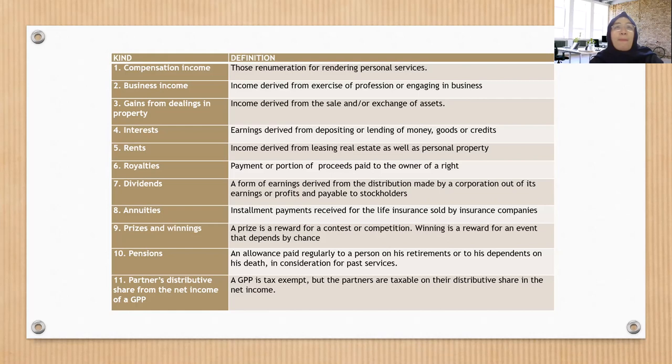So my share in the GPP plus, for example, I have several businesses that's also included, so included in my income tax return. So I have business income, and then I also have my distributive share in the net income of the GPP. Our law firm is not taxable, but my share in the net income is taxable. And then, for example, I am also retained by some companies, so I receive compensation for that. So that's also part of my income as compensation income. So I have all of these sources. I combine them into one income tax return. Okay?